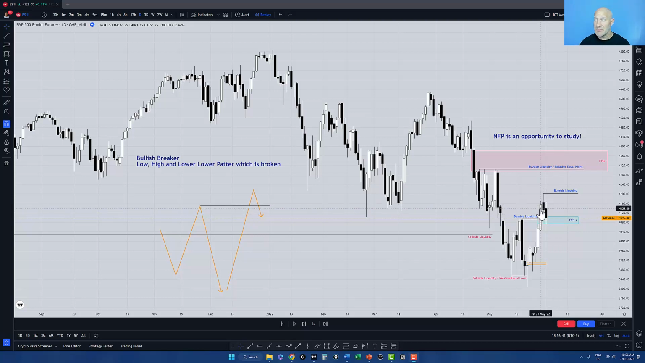So the expectation from here is that we're probably going to reach to this buy side liquidity here, and then if we get an extension or an acceleration, we start to look to reach towards this buy side liquidity, or these relative equal highs, which is confluent with this bearish fair value gap just here.